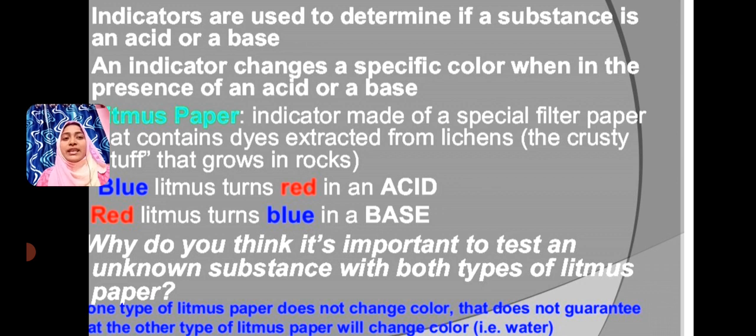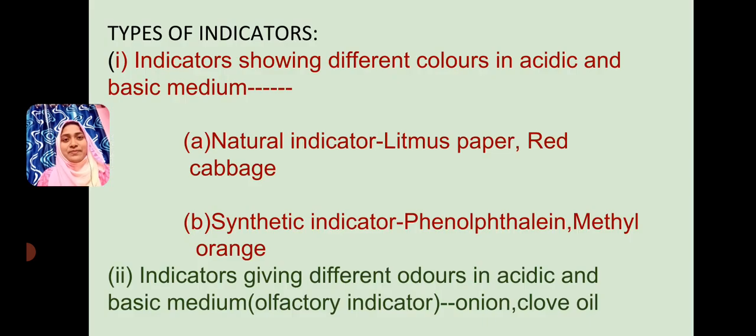Why do you think it's important to test an unknown solution with both types of litmus paper? Here, one type of litmus paper does not change color. That does not guarantee that the other type of litmus paper will change. For example, water is a universal solvent, so it doesn't change any colors when we dip red litmus paper and blue litmus paper as well, because water is a neutral solution.